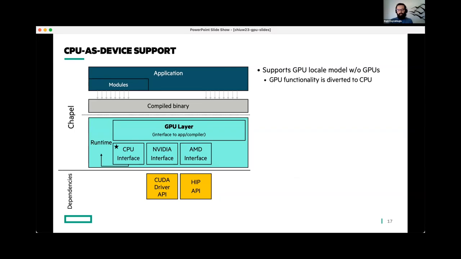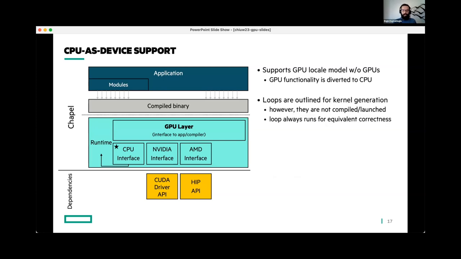Next is the CPU interface that I mentioned. This is a mode that allows you to use the GPU locale model without actual GPUs. With this mode, again, the modular runtime has the top layer that functions as usual, and it calls into the CPU interface, which just shunts calls back to existing runtime functionality for memory allocation, task management and whatnot. In this mode, we still outline loops for kernels and we generate functions, but we never actually code gen them, or we never actually launch any kernel because there is nothing to launch. So we always run the loop that you have written.